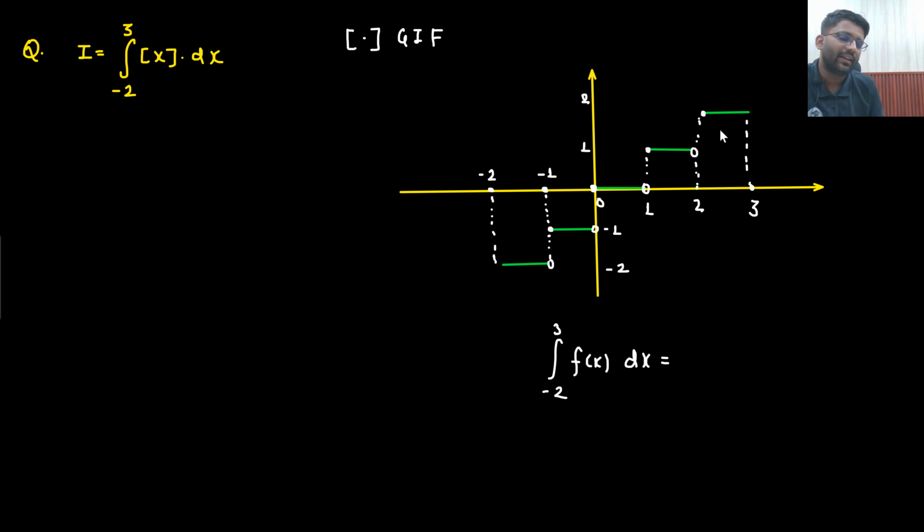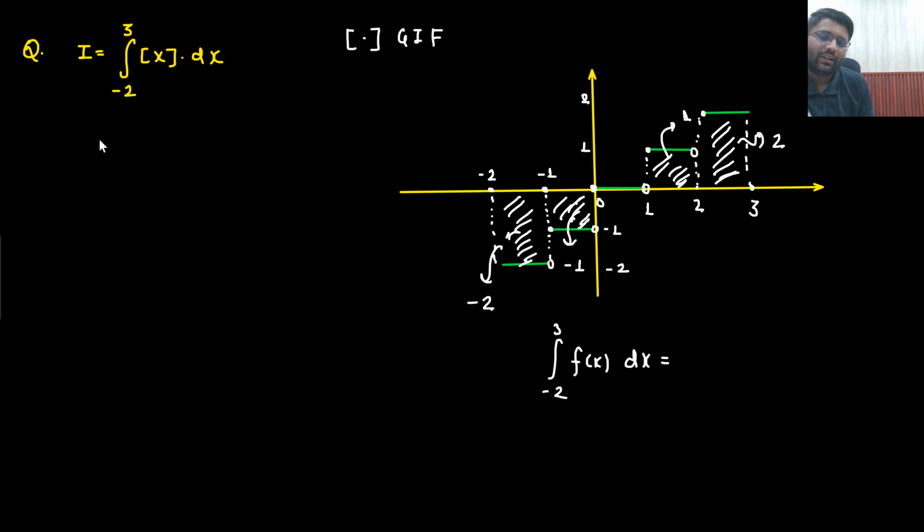So what is the area here? Here the area is minus 2. Here the area is minus 1. Here the area is 1. Here the area is 2. So what is the total area? Minus 2, minus 1, plus 1, plus 2. Total area is 0. So what will be the answer here? 0. This will be the answer.